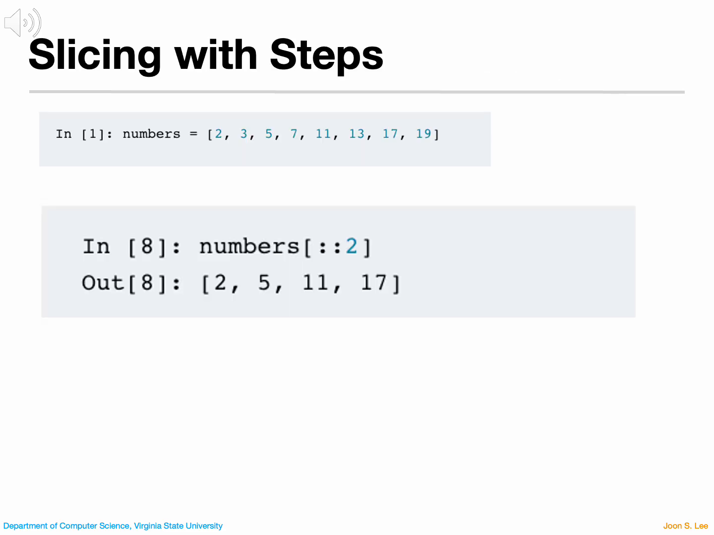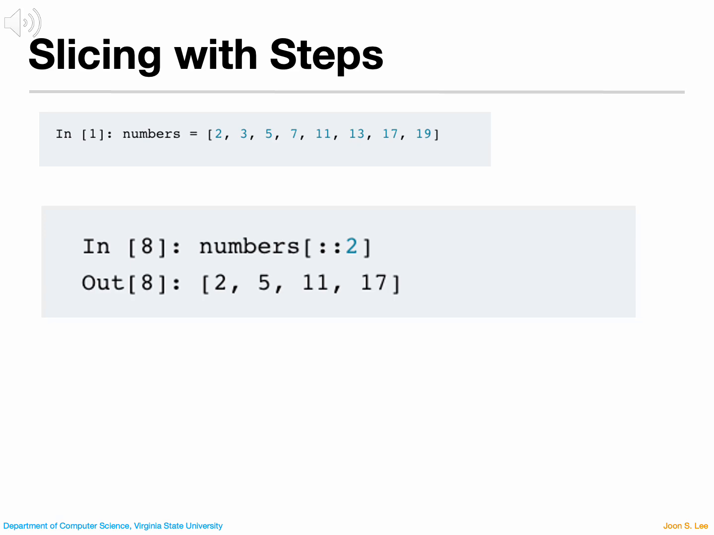In addition to start and end indices, we can also specify a step value using a second colon. The syntax becomes iterable[start index:end index:step]. The step tells Python how many positions to move each time when selecting elements.